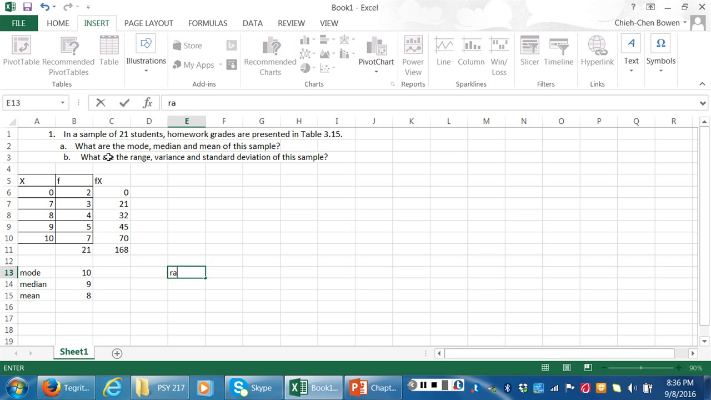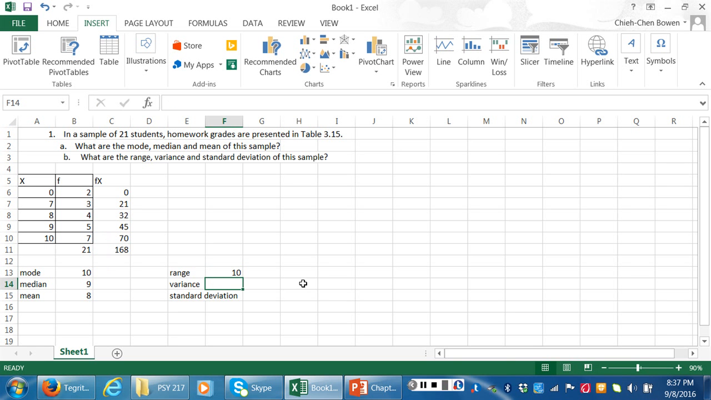Part B asks you for range, variance, and standard deviation. Range: the definition of range is simply the difference between the minimum value, which is 0, and the maximum value. So range is simply 10 minus 0, so the range is 10.